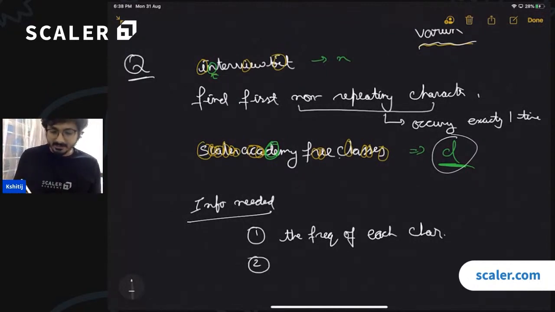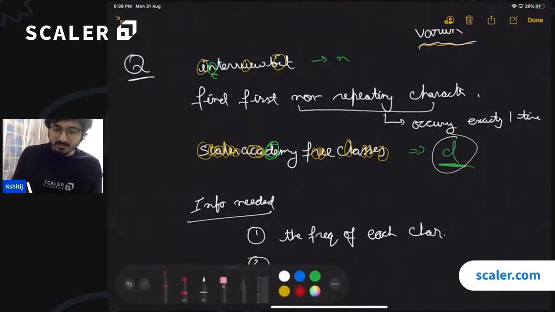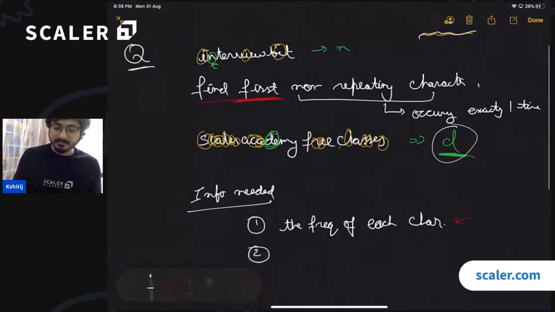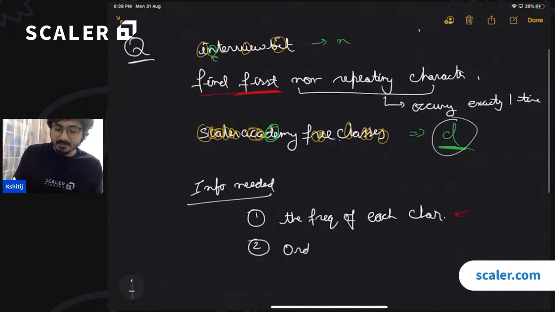The second basic info is, since I also want the first non-repeating character, this information will give me which characters are repeating and which are non-repeating. For solving this problem, I also want which is the first such character. So I will also have to check the order of characters in which they are appearing in this string.